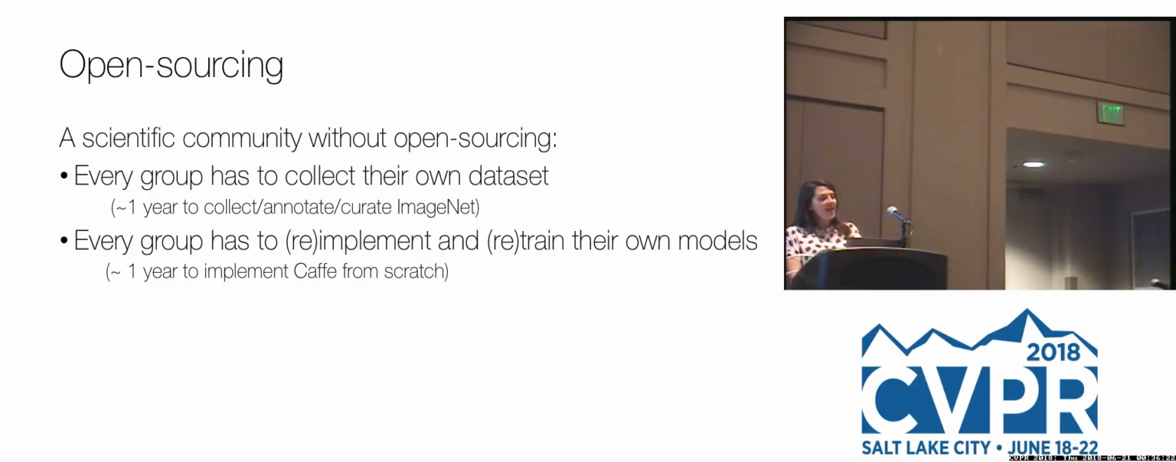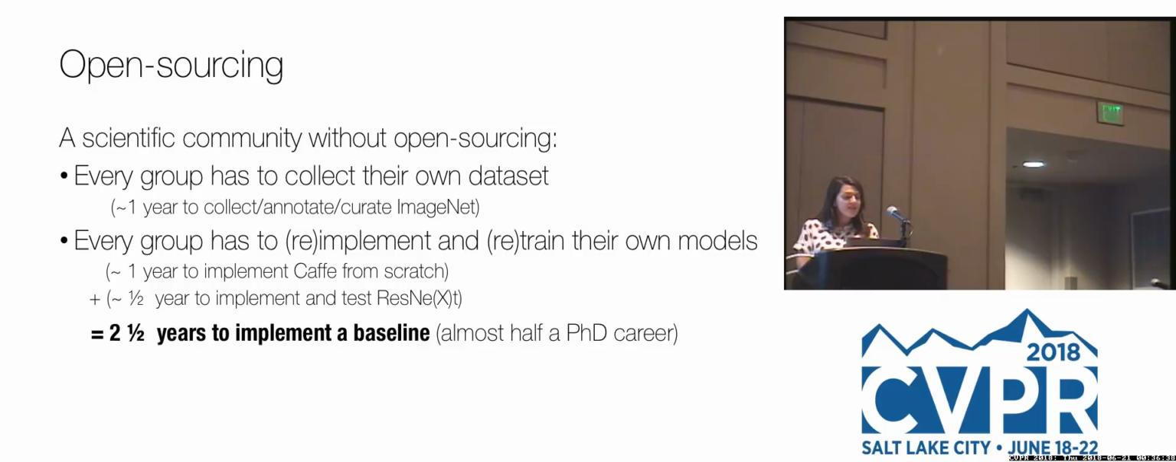And then you have to retrain ResNet. You have to rebuild it, retrain, debug, all that stuff. But presumably you have gained a lot of experience in these 2 years doing all this work. So 1/2 year. So this is 2.5 years to implement a baseline. This is 1/2 a PhD career. So now you have 2.5 more years to do research. And given that your ideas will probably not work and your papers will get rejected, this is not very good.